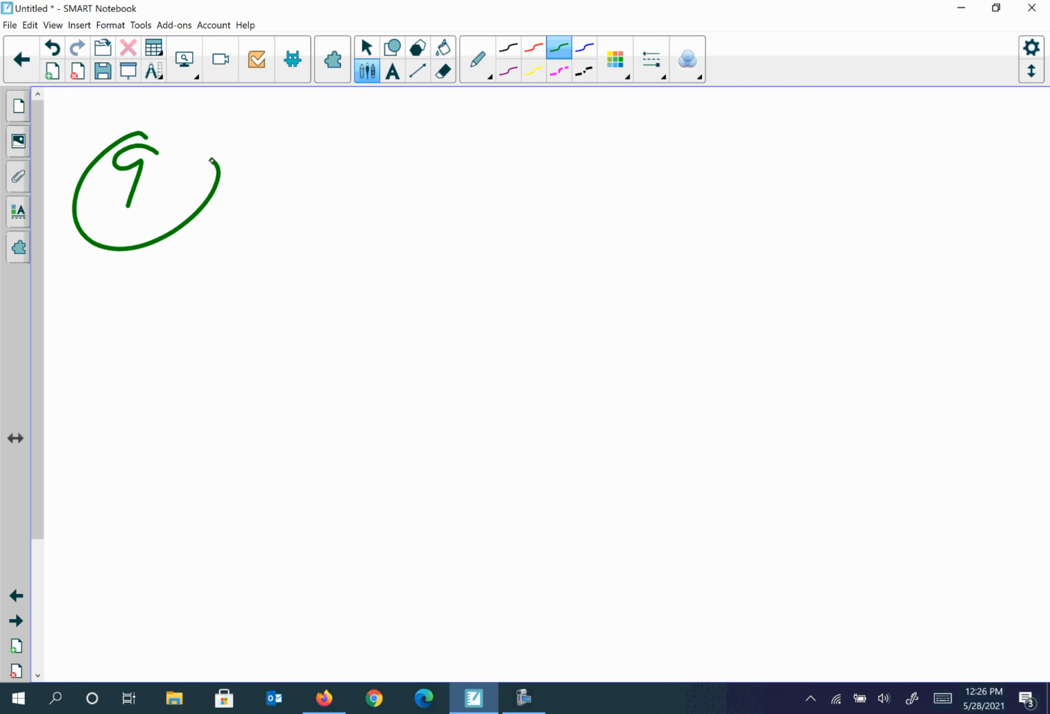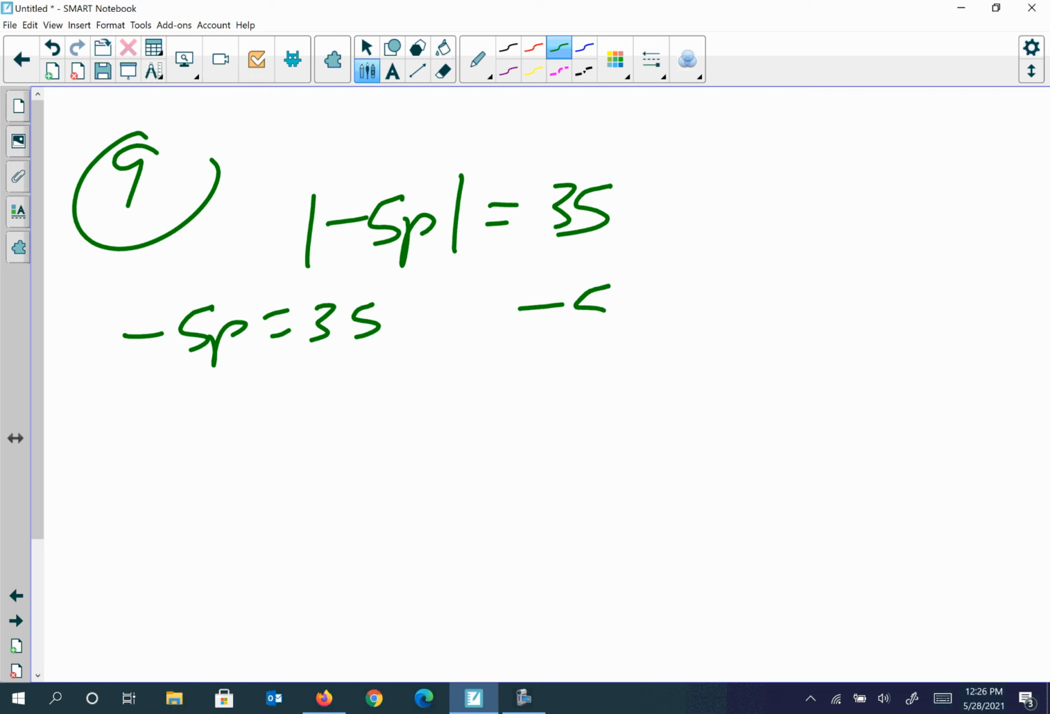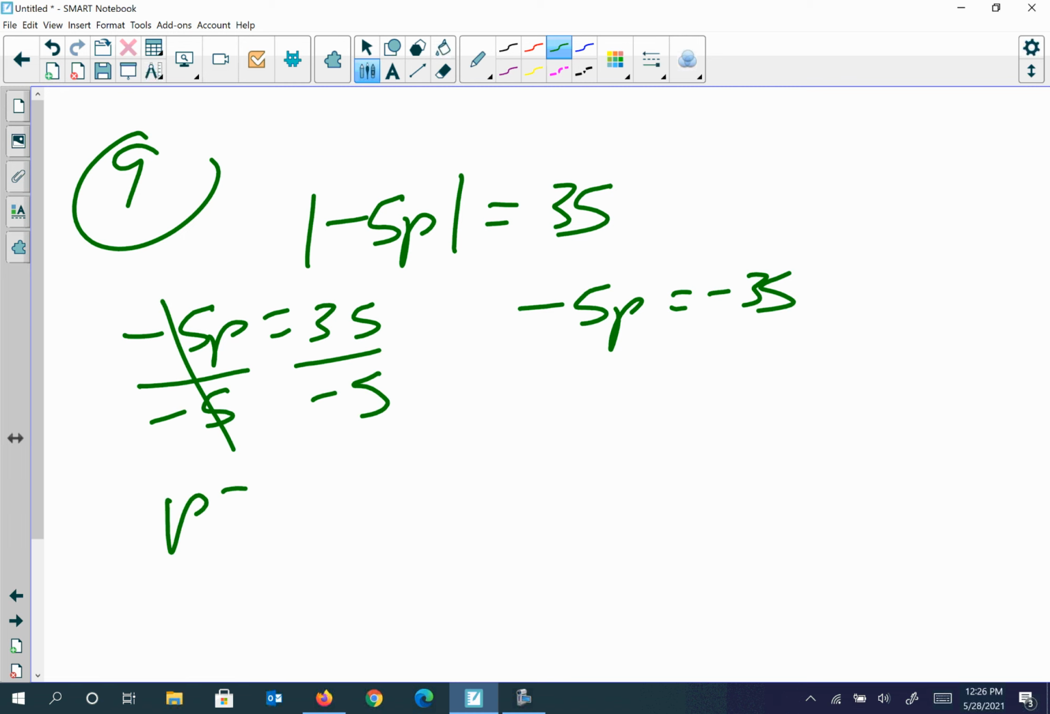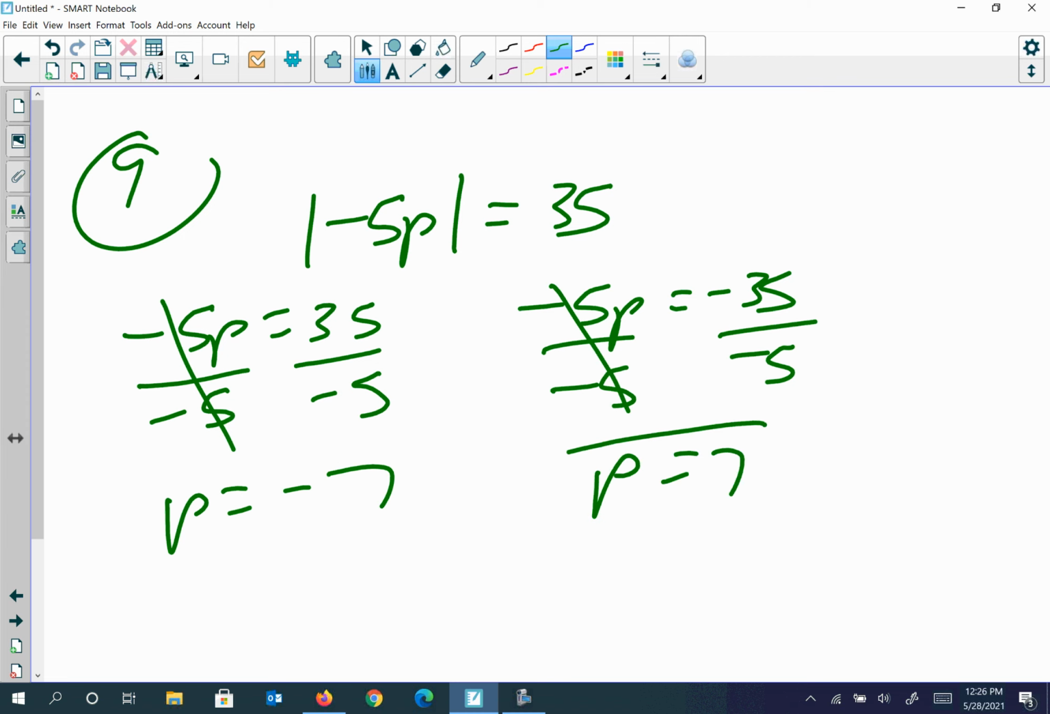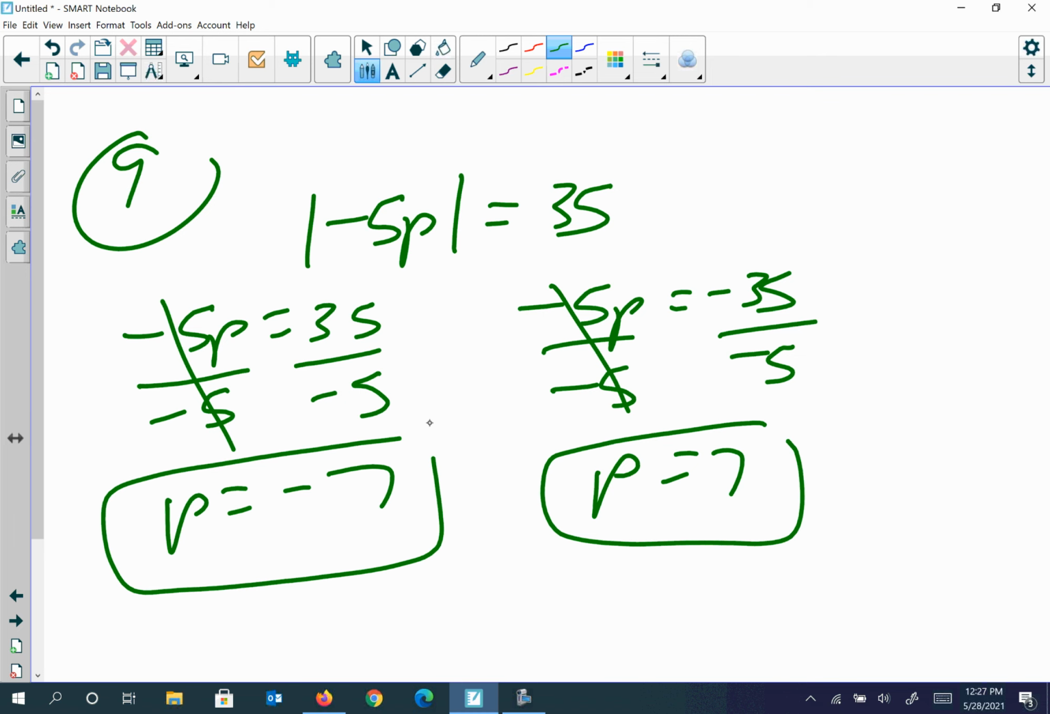Number 9, the absolute value of negative 5p is equal to 35. So I'm going to get negative 5p is equal to 35. I'm also going to get negative 5p equals negative 35. So divide each side by negative 5 here. That gives me p equals negative 7. Divide negative 5 on both sides. So I get p equals 7. So both of those answers, if we plugged them back into the absolute value, would wind up being 35.